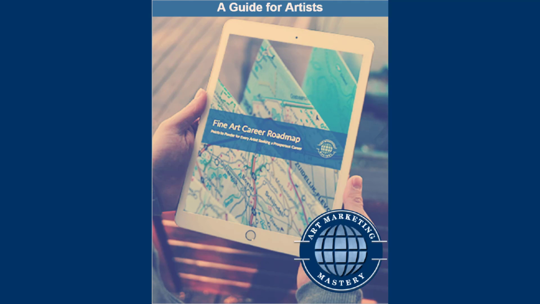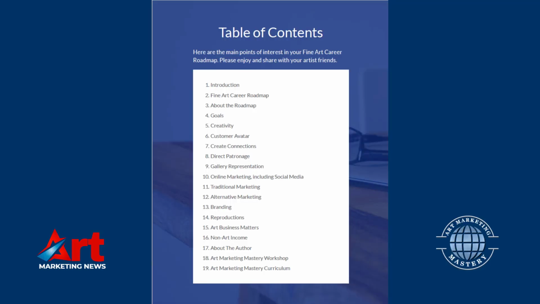Let me go over a few of the aspects of it and give you some suggestions on how to use it. I've scrolled down to the second page in the ebook, which is the table of contents. As you can see, there are 19 items in the table of contents, and they indicate the main topics that branch off of the mind map that I used to create this.